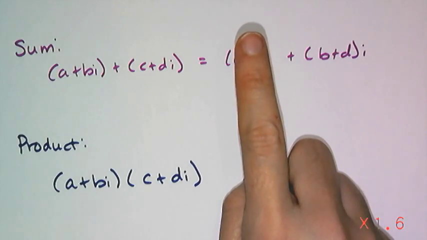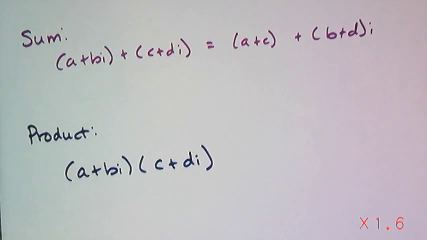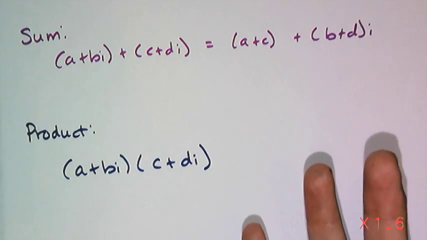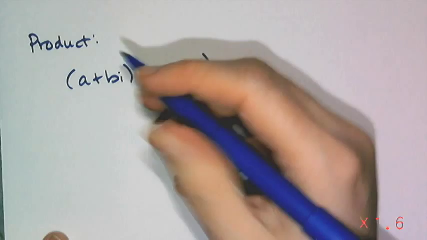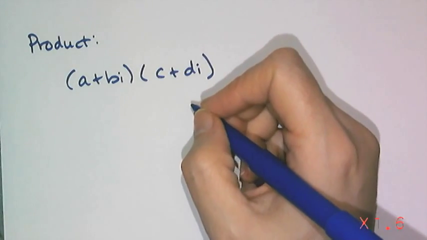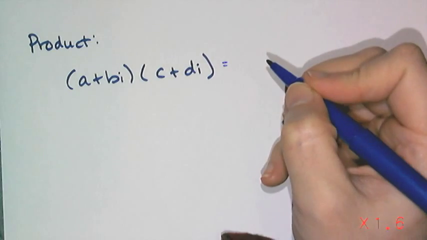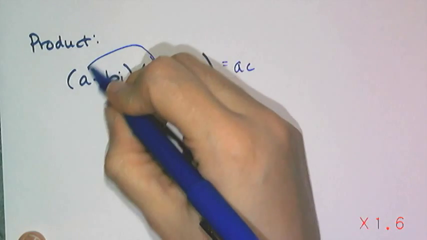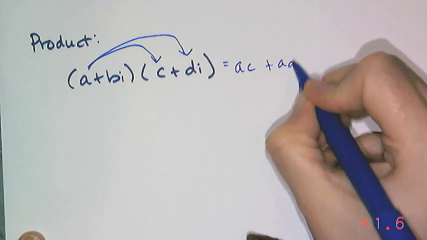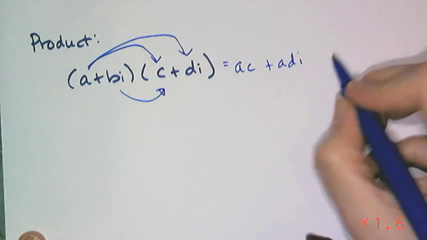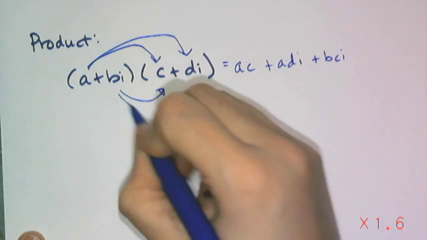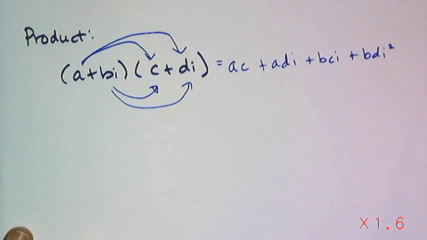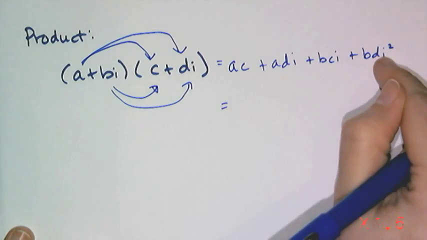Now the product's a little bit different. You can, of course, memorize the product, or you can just realize, you know what, these two things are binomials, and I can just multiply them together. All right, so let's derive what the product of two complex numbers is using the distributive property. So I have a times c, and then ADi, and then I get BCi, and then BDi squared.